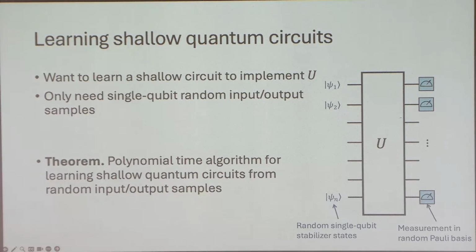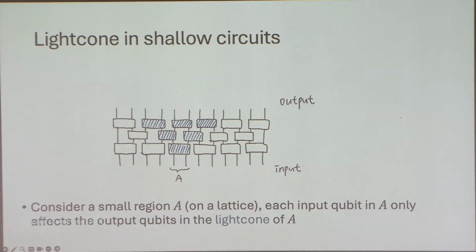Let me start with a very basic picture. The first thing to say about this picture is that now I have switched the quantum circuit from bottom to top instead of left to right. Hope that's clear. If we consider a small region A, let's say it's defined on a lattice, here I'm only showing 1D, but we can imagine this happens in a higher dimension as well, then we can see that there is this light cone structure where each input qubit in A only affects a small number of output qubits, which are in the light cone of A. The light cone is defined as this blue circuit, which is visually very clear.